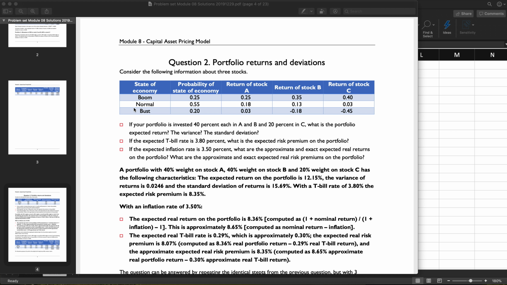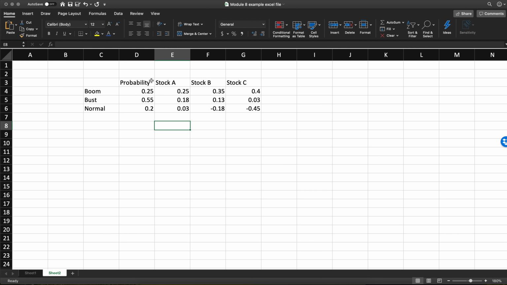This gives us a similar setup to question 1. 3 different states of the economy, 3 different probabilities, and different returns for stocks A, B, and C. So if we have a particular portfolio rate, weighting of 40%, 40%, and 20%, what's the expected return, variance, and standard deviation? I have taken the liberty of copying all these things into an Excel file so that I was ready to go. This is going to be fairly simple.